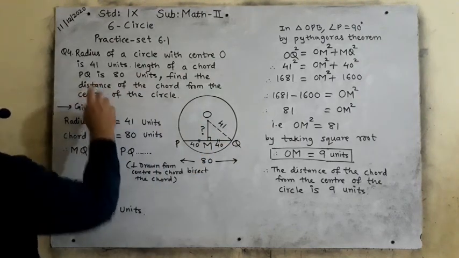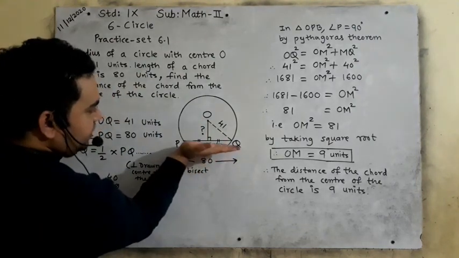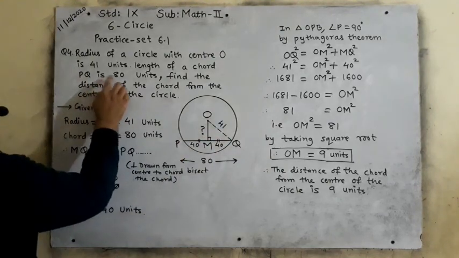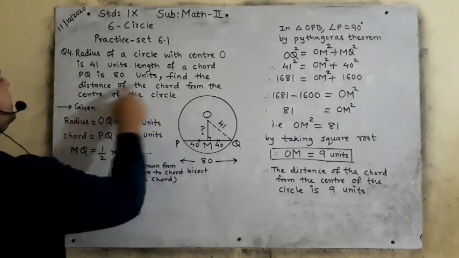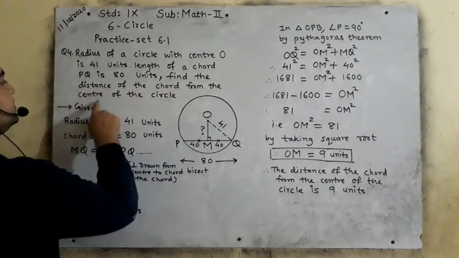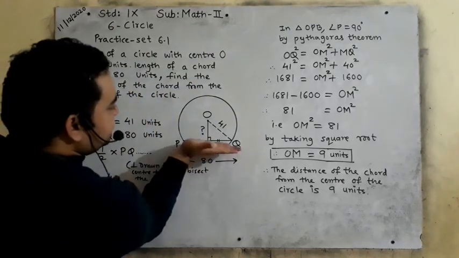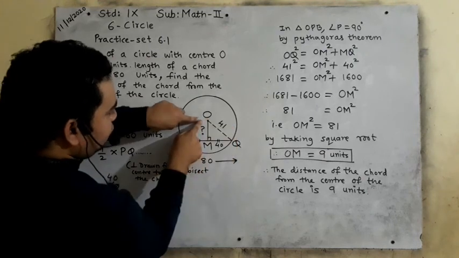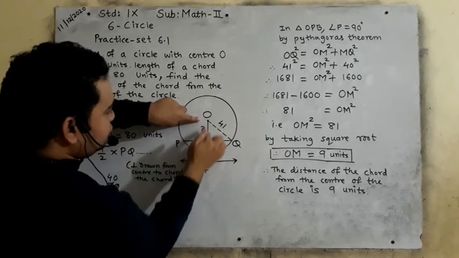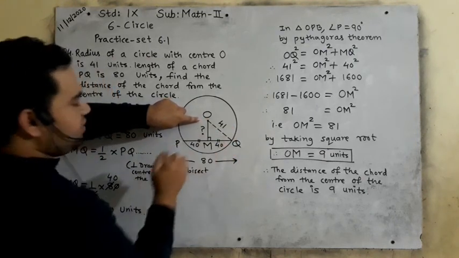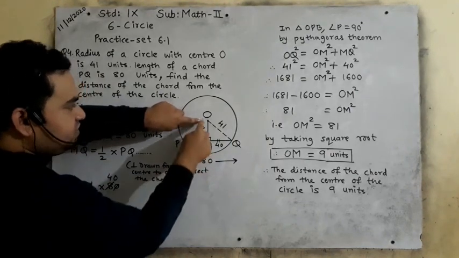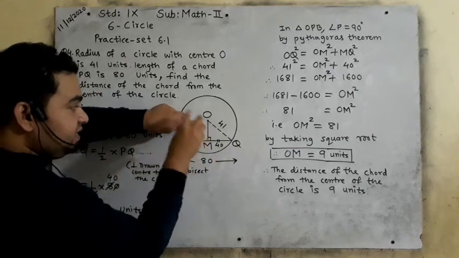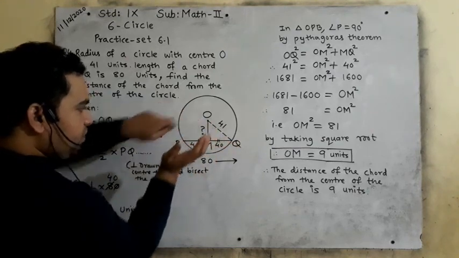The length of the chord PQ, see, PQ is the chord, and the length of the chord PQ is 80 units. See, P to Q is 80 units. Find the distance of the chord from the center of the circle. We have to find the distance of the chord, it means O to this chord, the distance of the chord from the center. It means OM. We have to find OM because that is the distance between the center and the chord PQ.